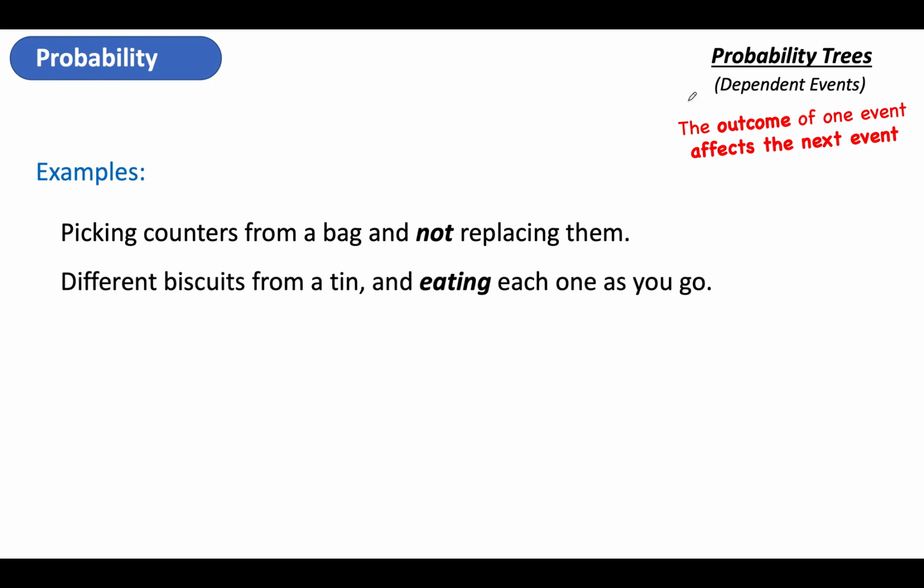Same with eating biscuits from a tin. You take a biscuit randomly and then eat it. Obviously, there's going to be fewer biscuits in the tin, so when you take the next one randomly, it's going to have a different probability.